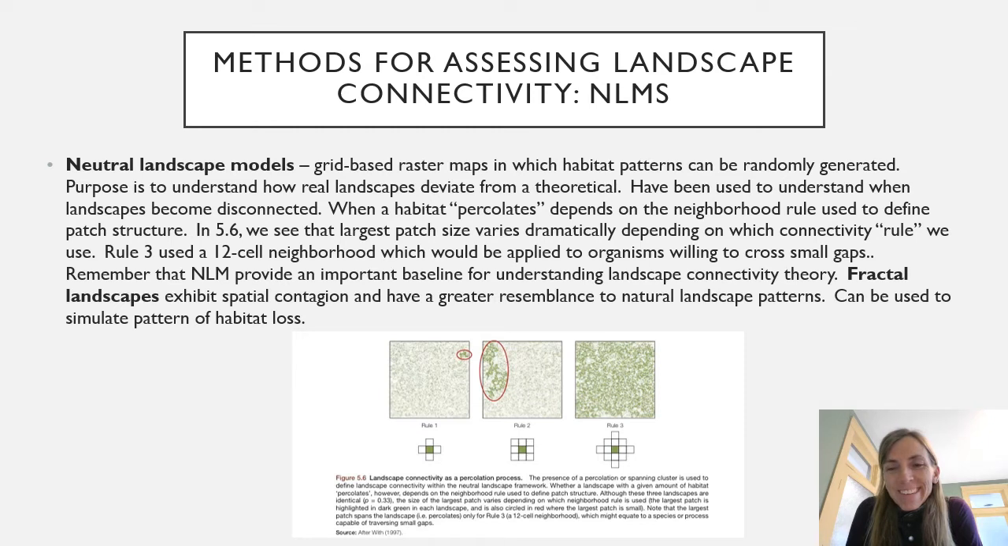So the picture below shows 3 different habitat patterns depending on the neighborhood rule that's used. So rule 3 uses a 12-cell neighborhood, and that captures the concept of an organism that's willing to cross small gaps. You can see how different the landscape pattern looks depending on an organism's perspective of fragmenting features in that landscape.